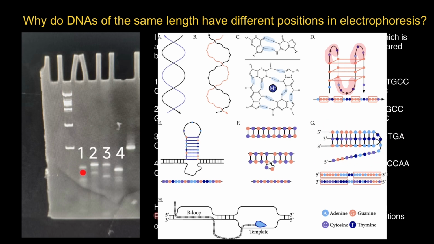So as you see, though these DNA strands can be of the same length, they can take different positions when you run a gel due to the possible different conformations which these DNA strands may take, which will affect the speed of movement through the gel.